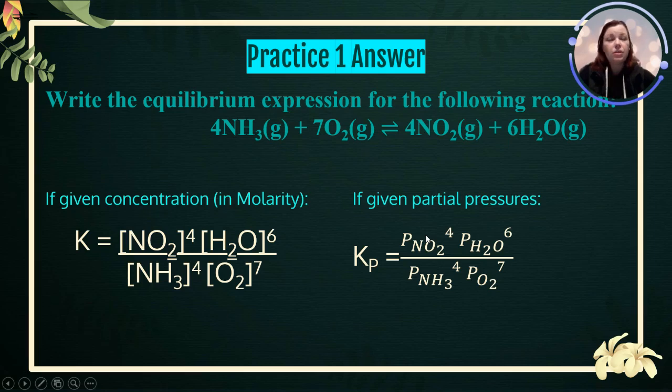Notice there are no brackets here. If you use brackets and you're given partial pressures, you will not earn the point, okay? Because brackets are for concentration and P is for pressure. So you want to make sure that you do this here.